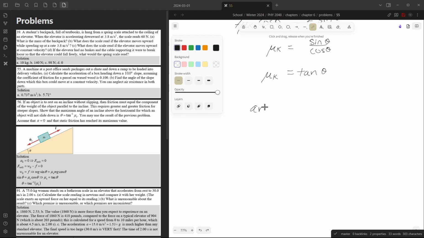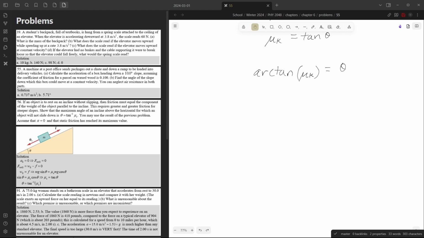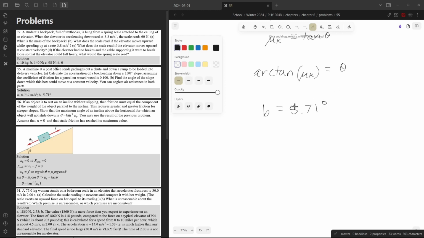So we simply take the inverse of both sides to isolate theta. The arctangent of this coefficient equals theta. So that's what we put in our calculator: the inverse tangent of 0.1 will give you the answer. So part B equals 5.7 degrees. So yeah, that's your answer.